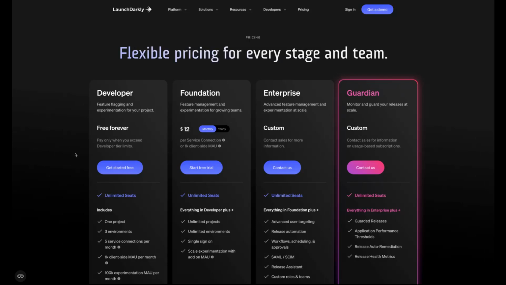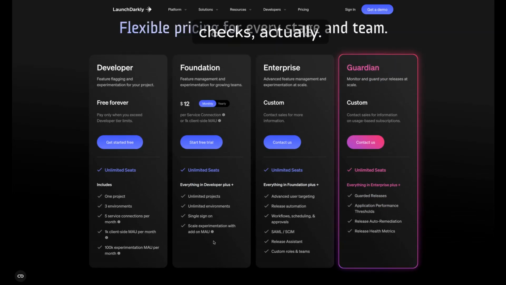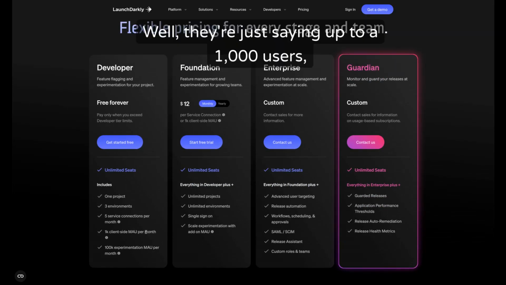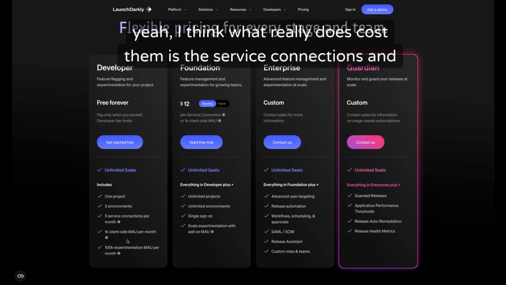I think what I'd say, Finn, though, is they are saying unlimited flags and flag checks, actually. They're just saying up to 1,000 users. Yeah, it's active users. And that probably makes sense, because what really does cost them is the service connections and the MAUs.